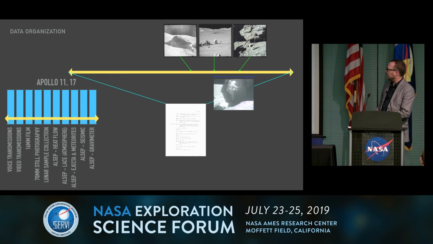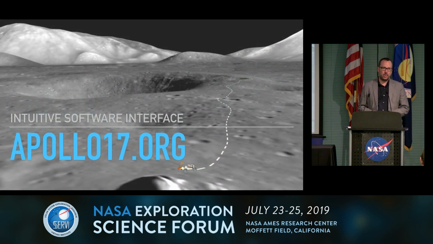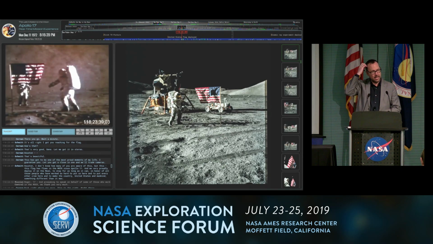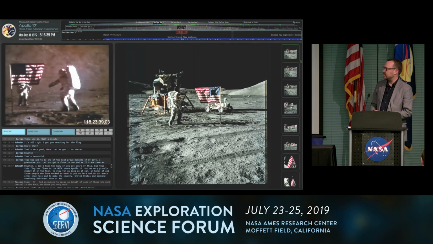So now we have the data, and I put it together in a website called apollo17.org. I recommend it. It looks like this. Essentially, we have time at the top, where there are 3 levels of zoom on a timeline, so you can mouse over for any second of the mission. There's footage and television broadcasts on the top left. Photos appear as they're taken in the center, and the transcript is on the bottom left, and it's searchable and indexable.